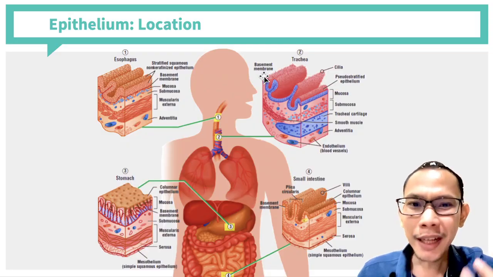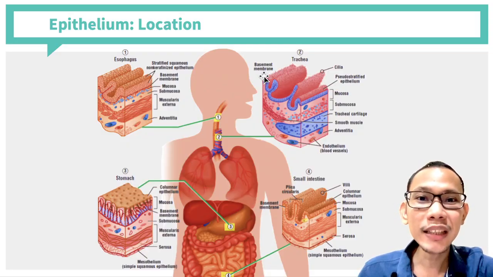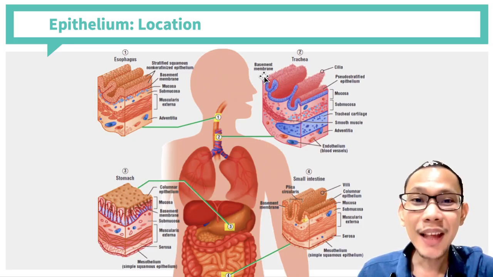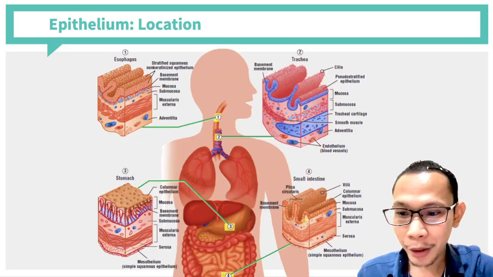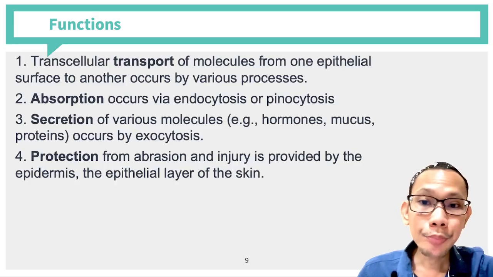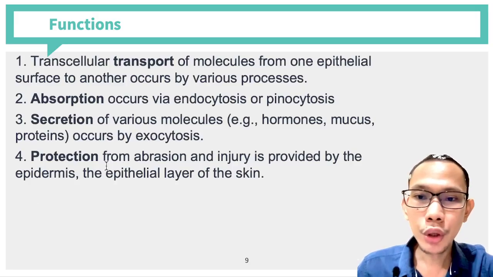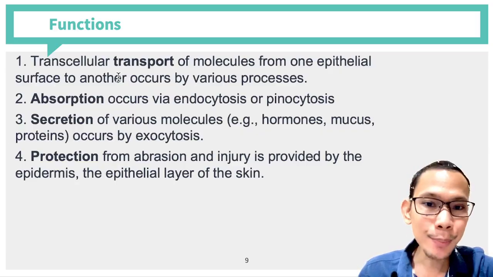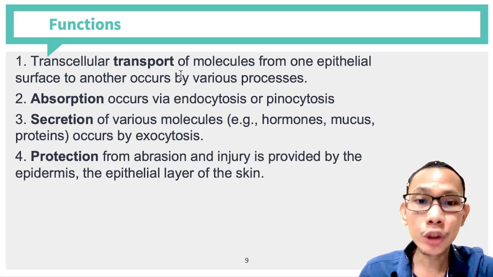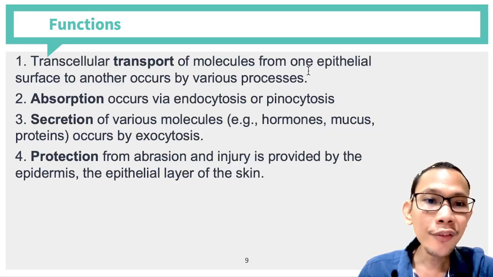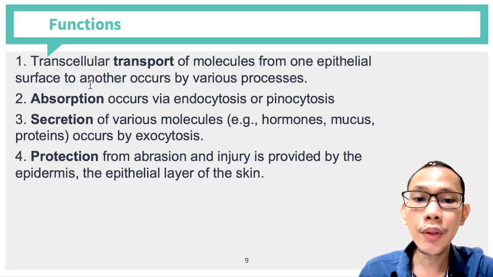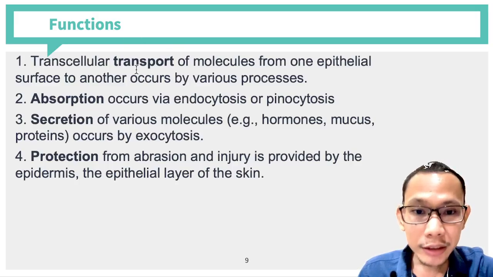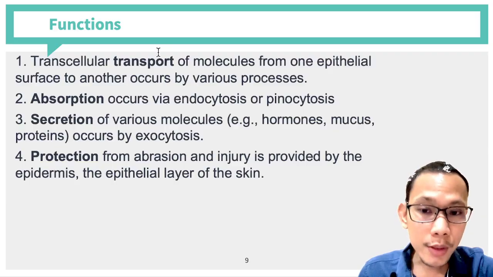But right now, I want you to at least understand it, and somehow you can already familiarize yourself with the different types of epithelium, okay? Sige. Now let's talk about the function. The first function is transcellular transport. Again, we were talking about the transport of molecules from one epithelial surface to another that occurs via various processes. So again, transport of molecules, okay?